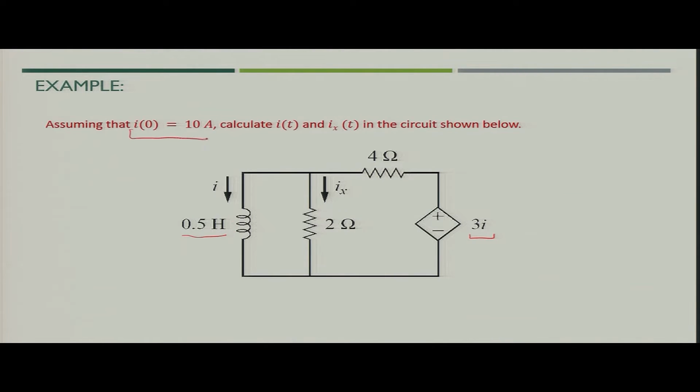Now, the initial value which is given here is I at time t equal to 0 is 10 ampere. We need to find the value of I at time t through the inductor, and find the value of current I which is flowing through the 2 ohm resistor.